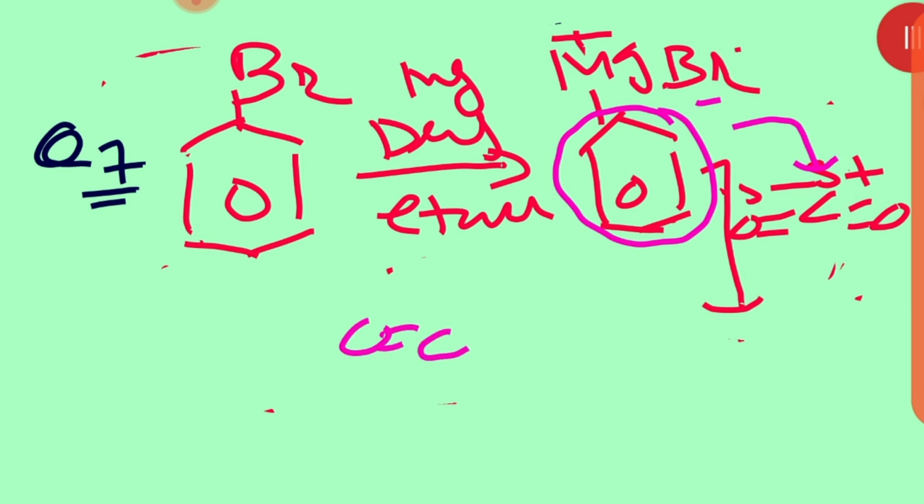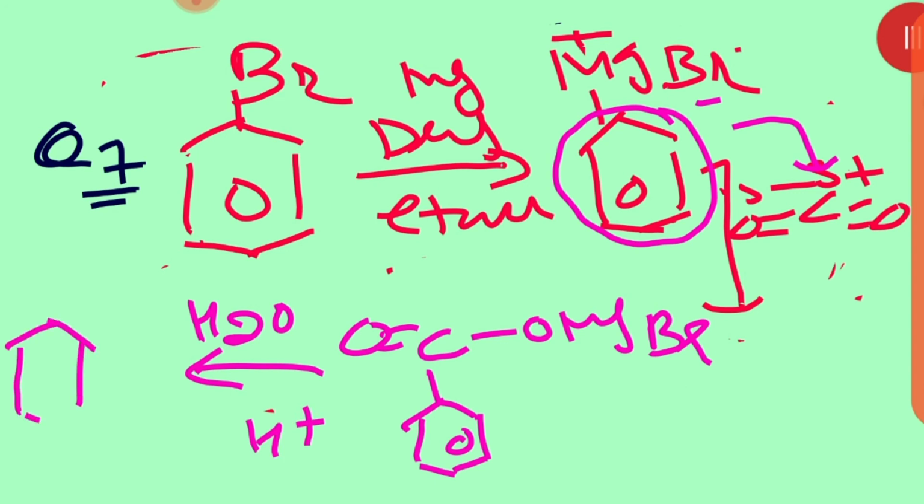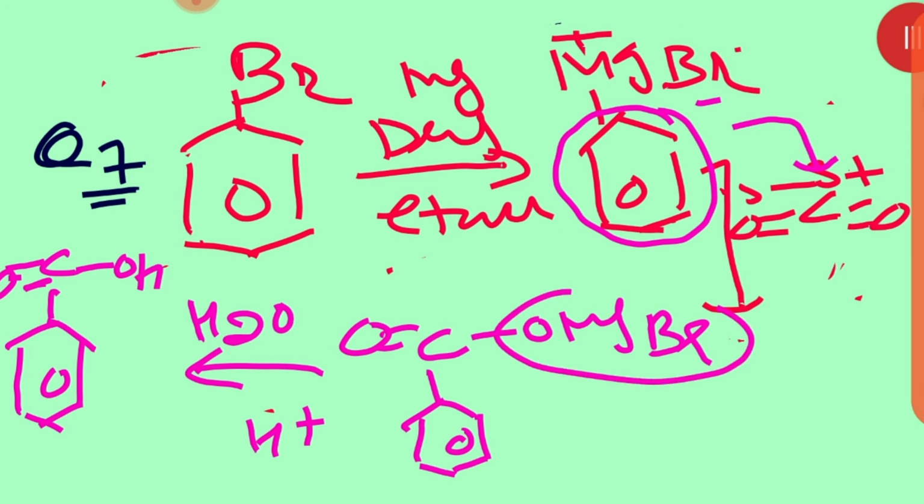Okay, then C double bond O. What will attach with O? MgBr, and here it will be the ring. Then you give the reaction with hydrolysis with H2O in the presence of H positive. Okay, then it will give benzene COOH, benzene COOH, and MgOHBr will be removed. I hope it's clear to you.